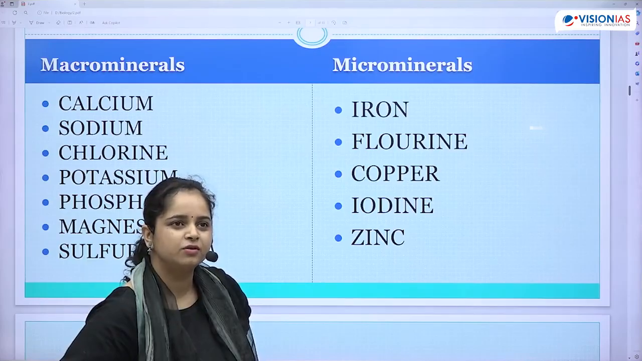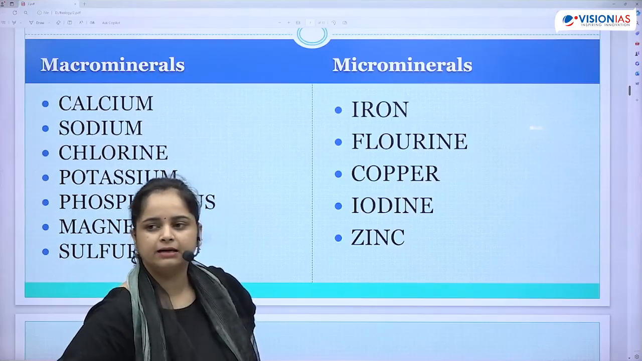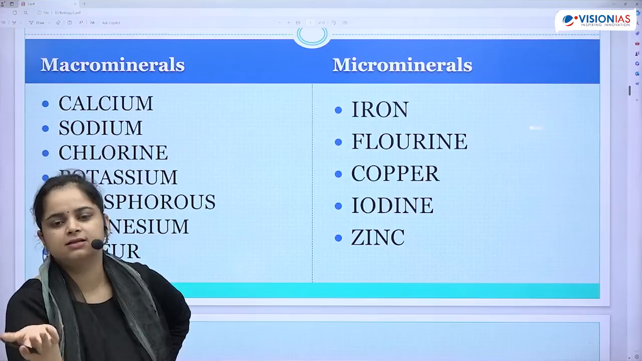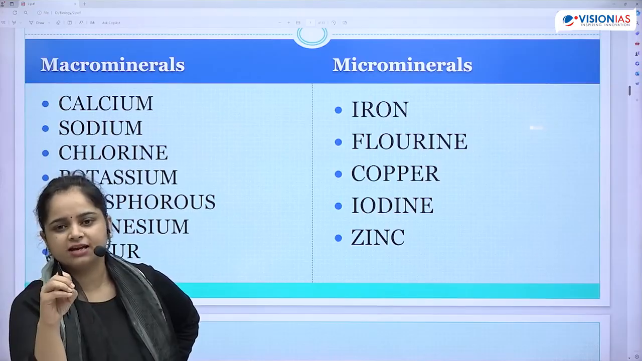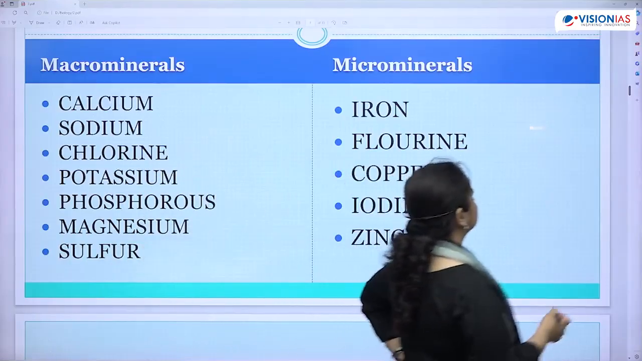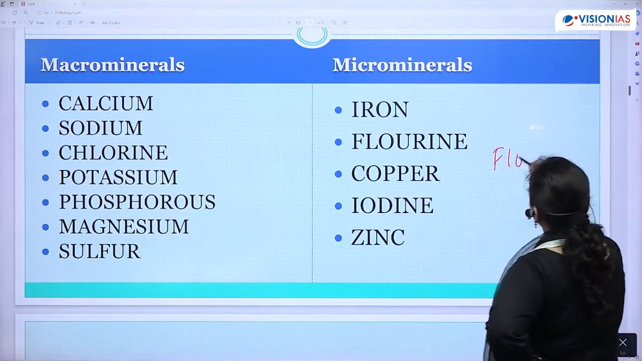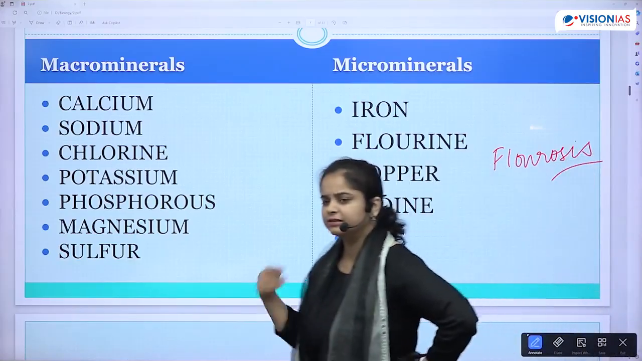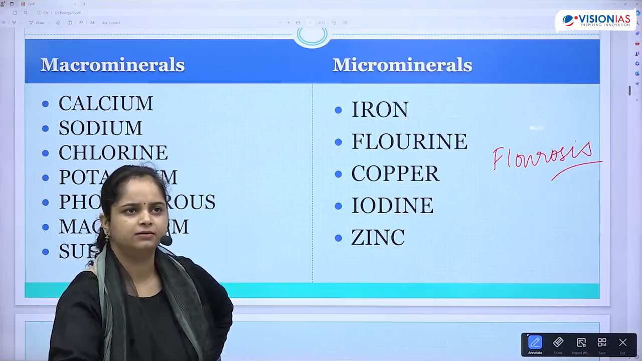What is dental fluorosis? So fluorine can sometimes be extra. There are areas where the water contains more amount of fluorine than is needed. So in those areas, people can have some complications related to excess fluorine, which is called fluorosis. In fluorosis, the teeth are impacted. In very severe cases, the bone can also be affected.